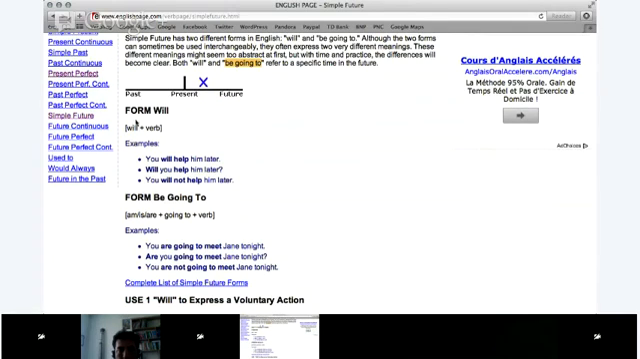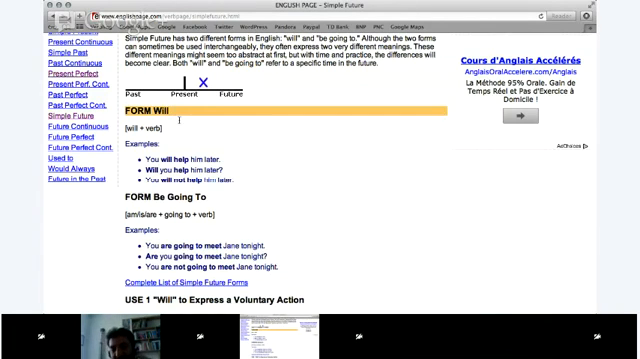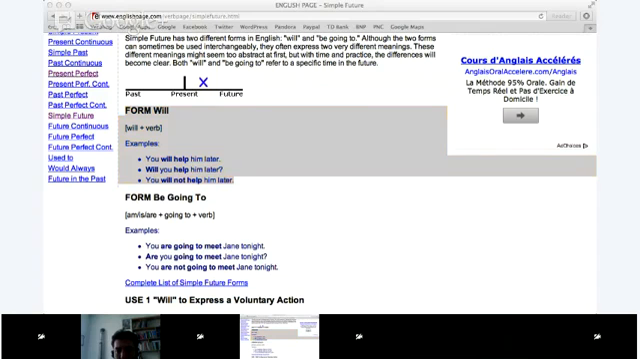So would anyone like to read the examples for us? The examples of the form will. So what about Ali Reza? Could you read this part for us? Form will. Yeah. Okay, so Myrna, you can. From will plus verb. Examples: you will help him later. Will you help him later? You will not help him later.